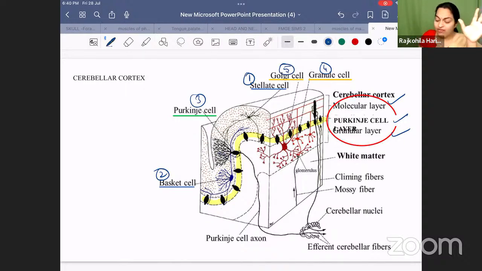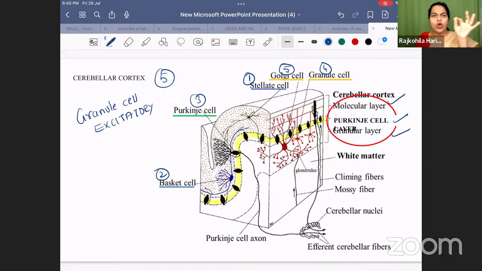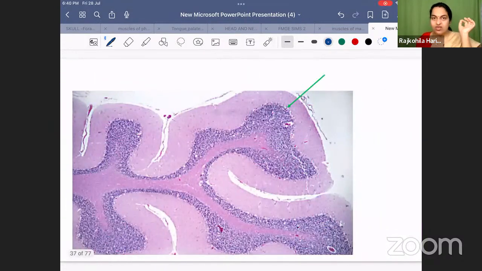So in total you should know there are five cells in the cerebellar cortex. Of the five cells, only the granule cell is excitatory. Okay, this they keep asking. Only the granule cell is excitatory. All the other cells are going to be inhibitory. Yes, so this is what I told you. This is the outer molecular layer where you see only a lot of pink, right? It should be either the dendrites of the Purkinje cells or the axons of the granule cells, basket cells, stellate cells. That's why a lot of pink.